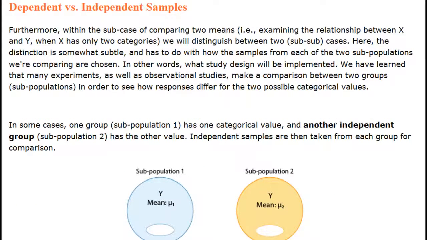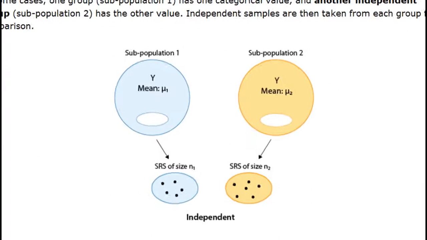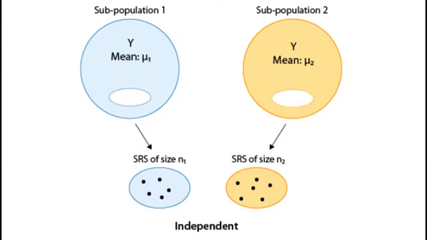Before we can begin talking about any specific tests, we have to define what we mean by dependent versus independent samples. The difference between dependent and independent samples is somewhat subtle depending on the scenario, and it has to do with how the samples were chosen. In some cases, we have one group that has one of the categorical variables and another independent group which has another value. For example, if we took a random sample of U.S. adults, we recorded their height, and we also recorded their gender, and then we split the data into males and females as our two groups, those two groups would be completely independent of each other.